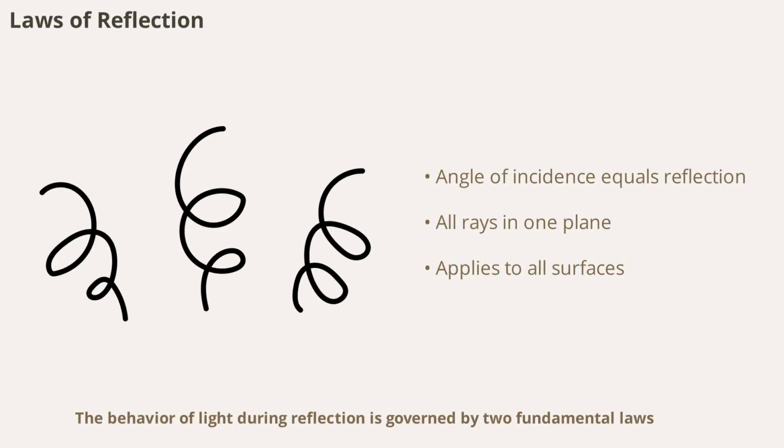The behavior of light during reflection is governed by two fundamental laws. First, the angle of incidence, the angle between the incoming ray and the normal to the surface, is always equal to the angle of reflection, which is the angle between the reflected ray and the normal. Second, the incident ray, the reflected ray, and the normal all lie in the same plane. These laws are universal and apply to all types of reflective surfaces, whether flat or curved. Mastering these laws helps us predict and explain how light will behave in various situations.